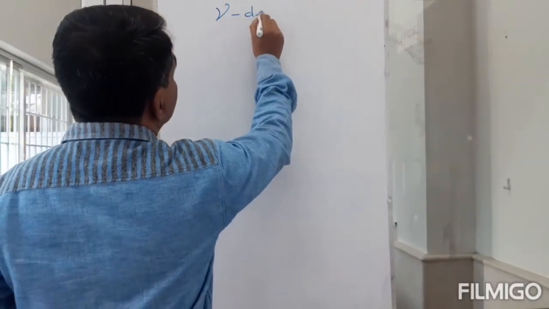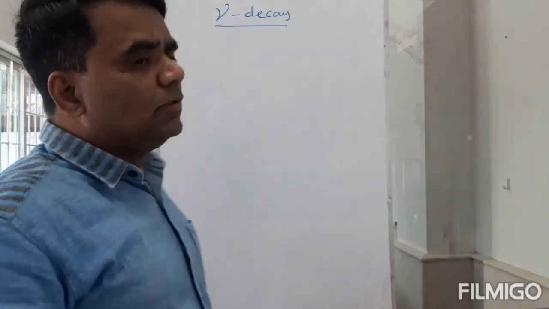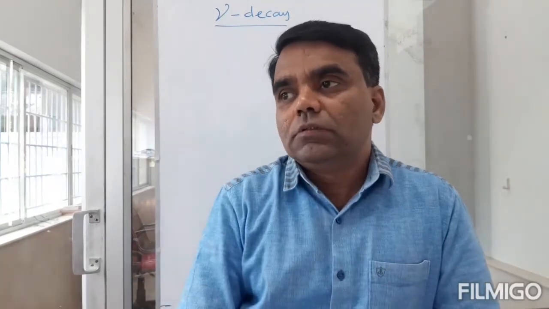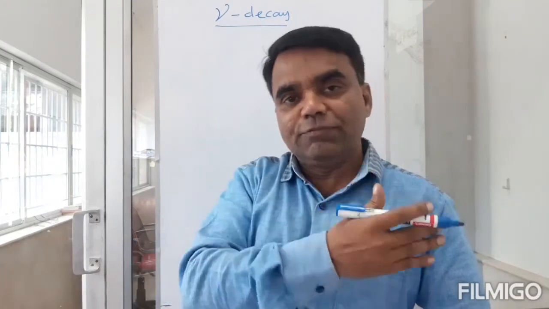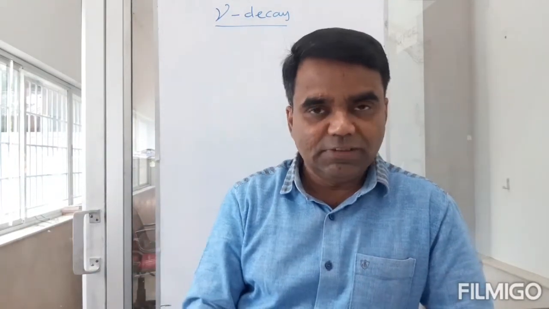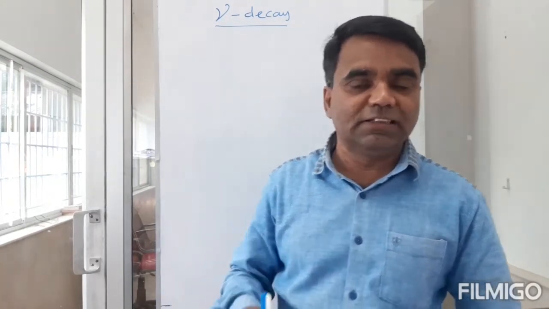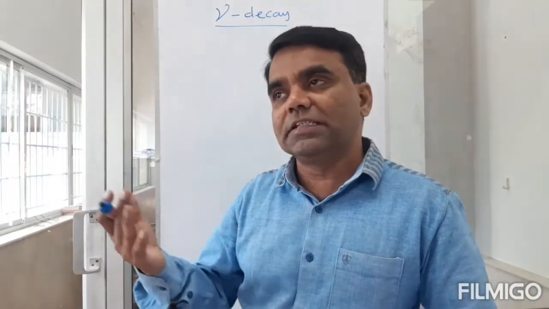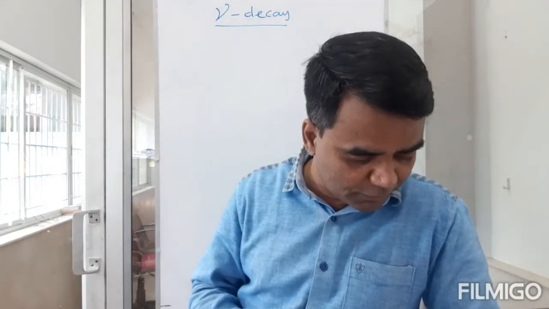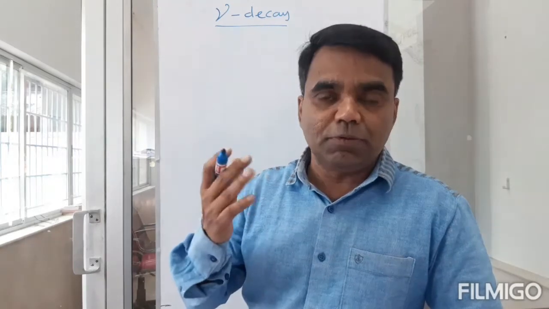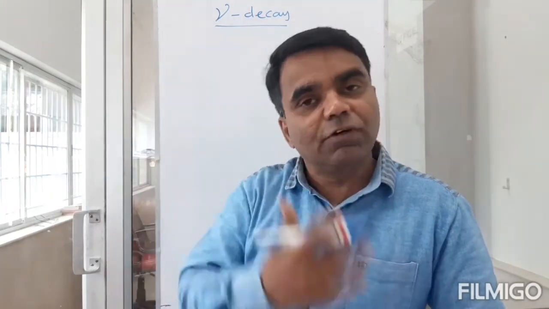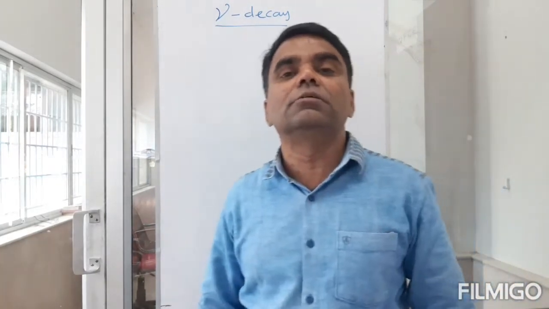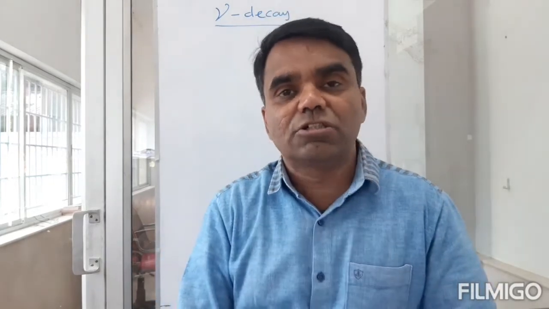The third and the last type of decay is the gamma decay. Actually, this decay does not result in any new element. In alpha decay, from uranium you got to thorium. Even in the case of beta decay, you ended up with either sulfur or neon. For beta negative, from phosphorus you ended up with sulfur, and for beta positive, you ended up with neon from sodium. So there was a change in the element. The element was changed after those two decays.